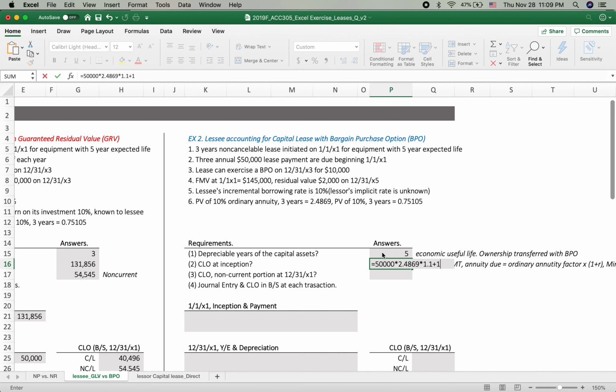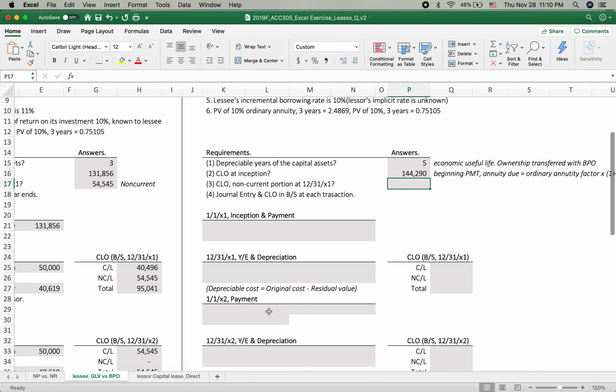Okay, and then $10,000, which is the bargain purchase option at December 31st, year 3. Then times, right, this is a one-time future cash flow with this discount factor. So that is the capital lease obligation at inception that shares with the capital lease the asset amount. Number 3, the capital lease obligation, the non-current portion, we will calculate this one after we finish the journal entry work.